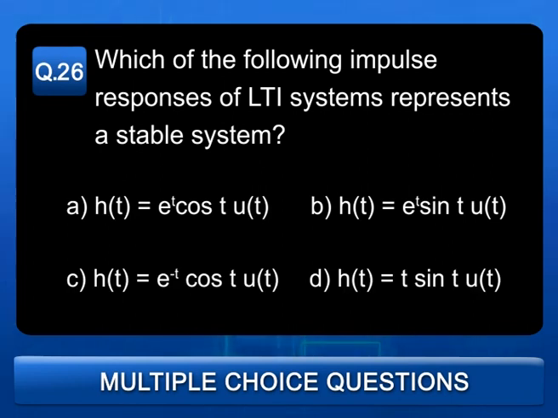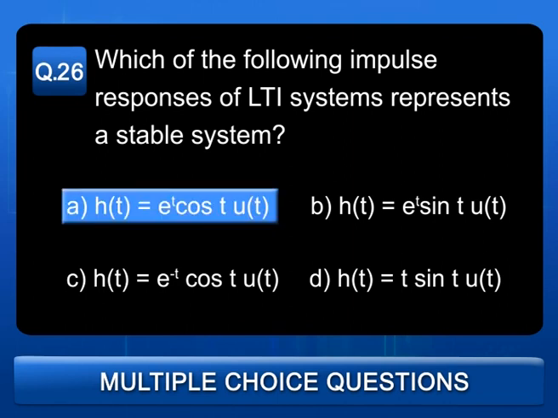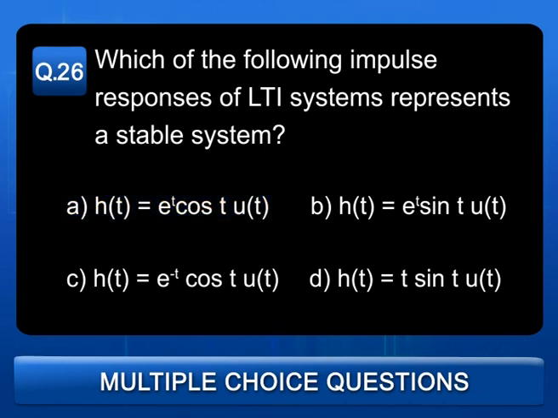Let's move on to the 26th question. 26th question is, which of the following impulse responses of LTI system represent a stable system? A. h of t is equal to e to the power of t cos t u of t. B. h of t is equal to e to the power of t sin t u of t. C. h of t is equal to e to the power of minus t cos t u of t, and D. h of t is equal to t sin t u of t. The answer is C. h of t is equal to e to the power of minus t cos t u of t.